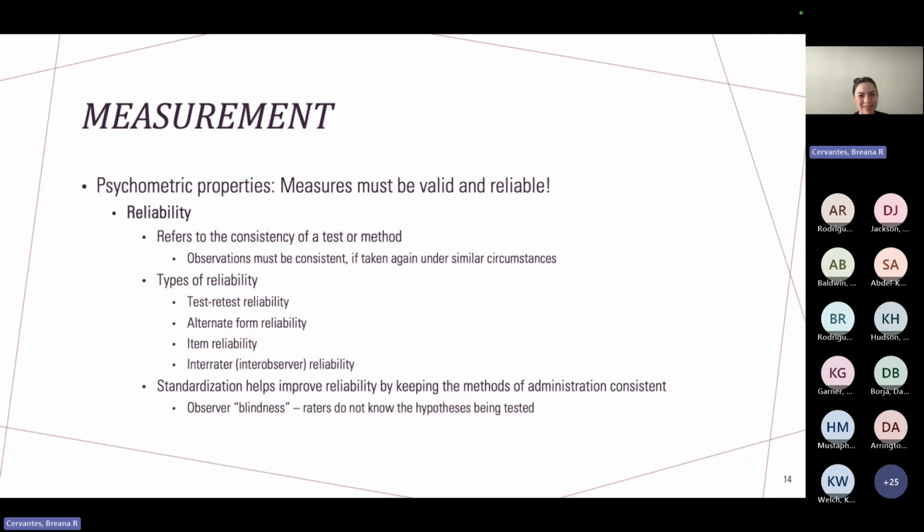Does that make sense? Or I don't know if you're all familiar with coding scheme ideas and psych research.